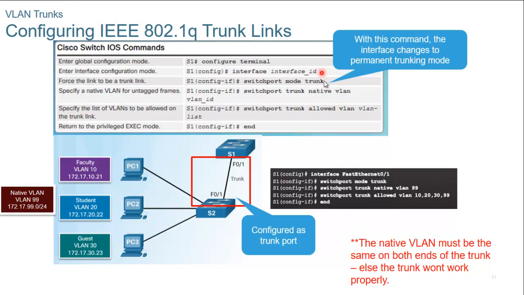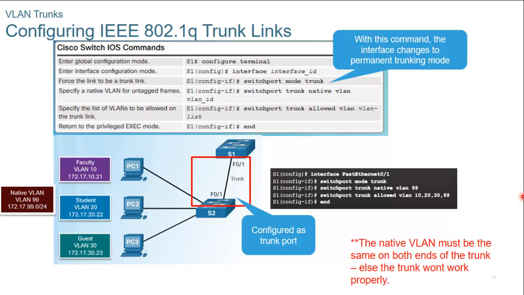So this is an example of the IOS commands in practice. We have switchport mode trunk. We are saying that the FastEthernet interface is going to be a trunk interface. Switchport trunk native vlan 99. We are saying that we are using the native VLAN 99. Switchport trunk allowed vlan 10,20,30,99. So we are allowing all of these. Let's say, for example, we created a new VLAN, VLAN 40, and we did not update this. VLAN 40 cannot travel through this trunk. The native VLAN must be the same on both ends of the trunk for it to work properly.